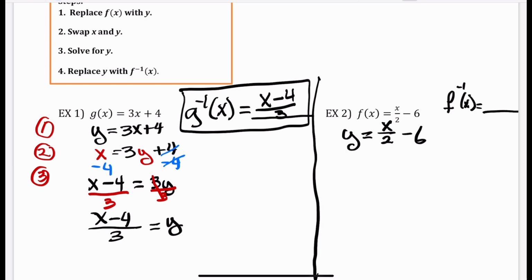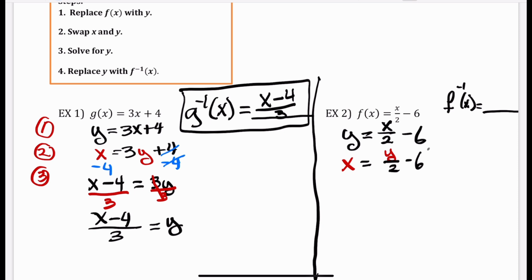So that's three steps. First we replace the f of x with a y. Next is the most important step. We swap x and y. So we're going to let y be x. So we'll have x equals, and let x be y over 2 minus 6. And then here now we need to isolate this y on the right side.